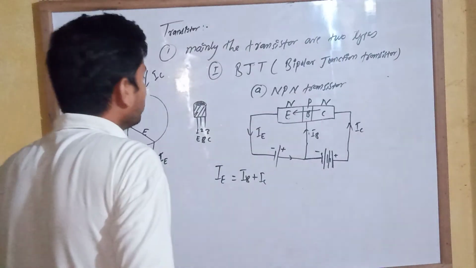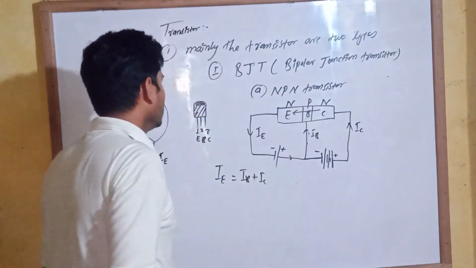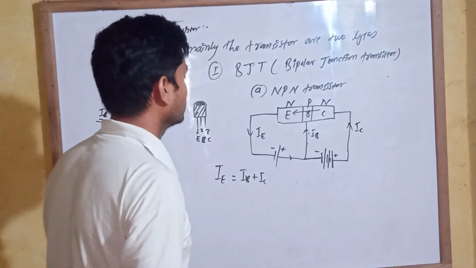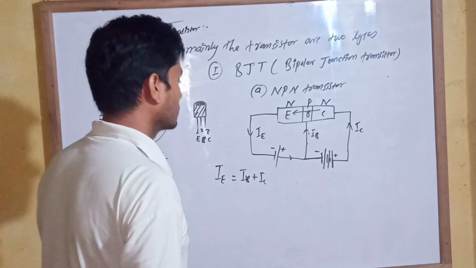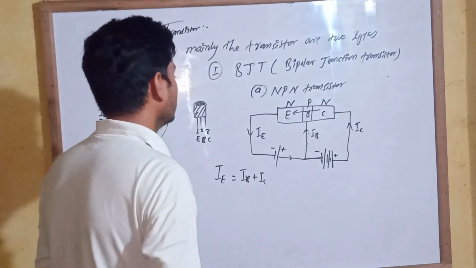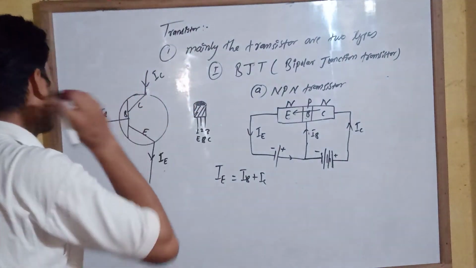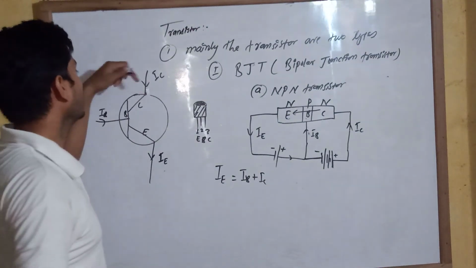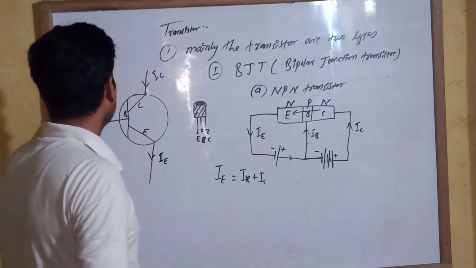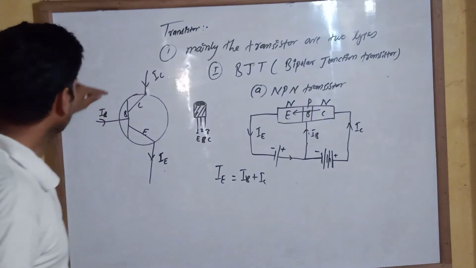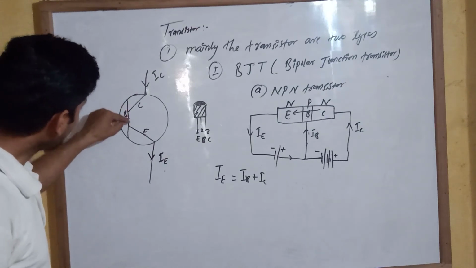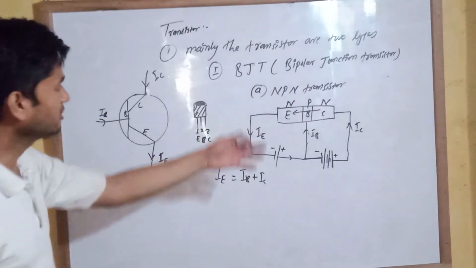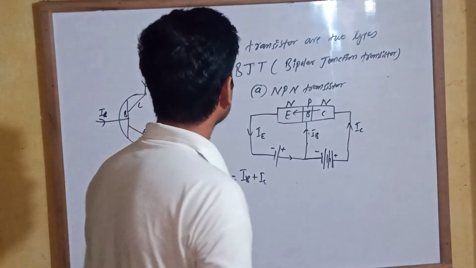Sometimes the NPN transistor is also denoted by joining it with a load resistance, some kind of resistance. The current always flows through the collector, and a small amount of current also flows through the base, and finally these two currents flow through our emitter. This is the general representation of our NPN transistor.